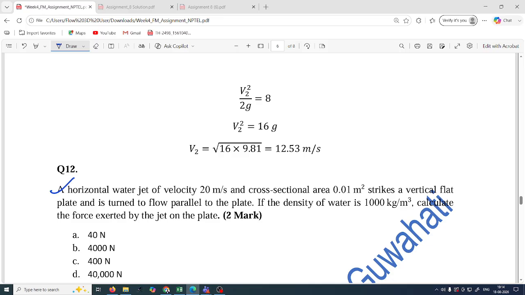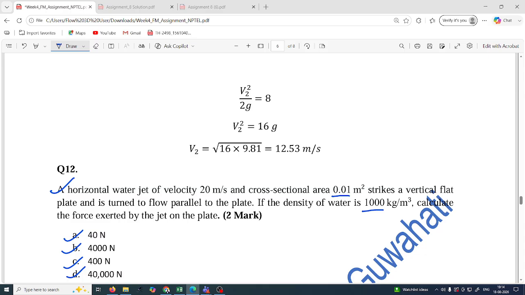Question number 12. A horizontal water jet of velocity 20 meter per second and cross-sectional area 0.01 meter square strikes a vertical flat plate and is turned to flow parallel to the plate. If the density of water is 1000 kg per meter cube, calculate the force exerted by the jet on the plate. Option A 40 Newton, option B 4000 Newton, option C 400 Newton, option D 40,000 Newton.